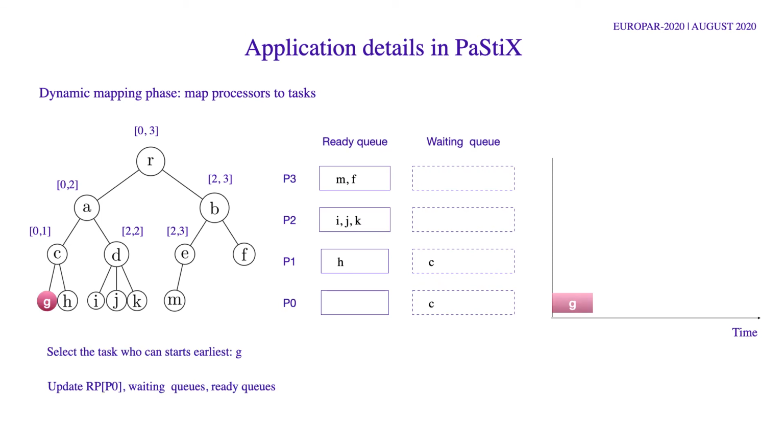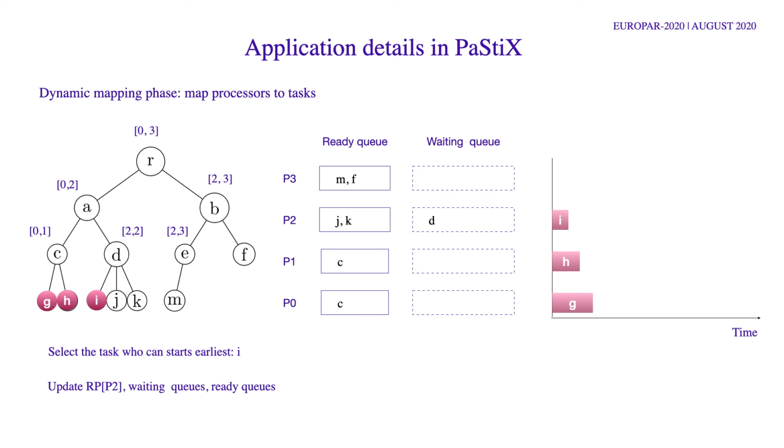We select task G and we run it on processor P0. Then we update the ready time of processor P0 as the finish time of task G. And then task C will be inserted into the waiting queue of processor P1 and P0 as they receive part of the input files. Then we select the task that can start earliest, task H. We schedule it on processor P1.